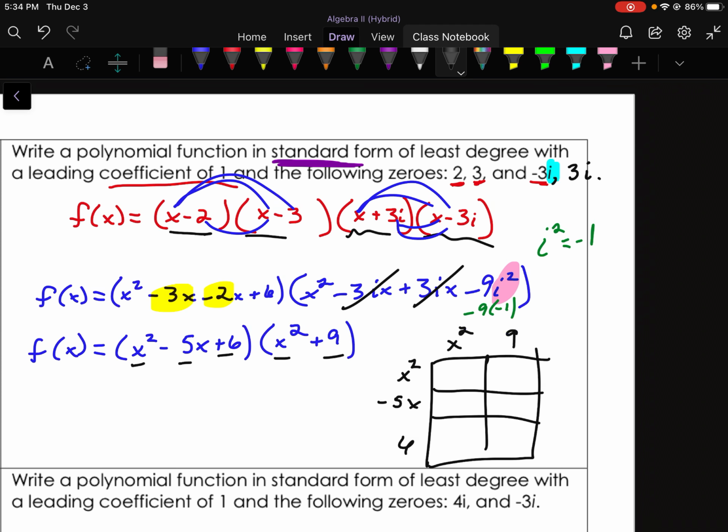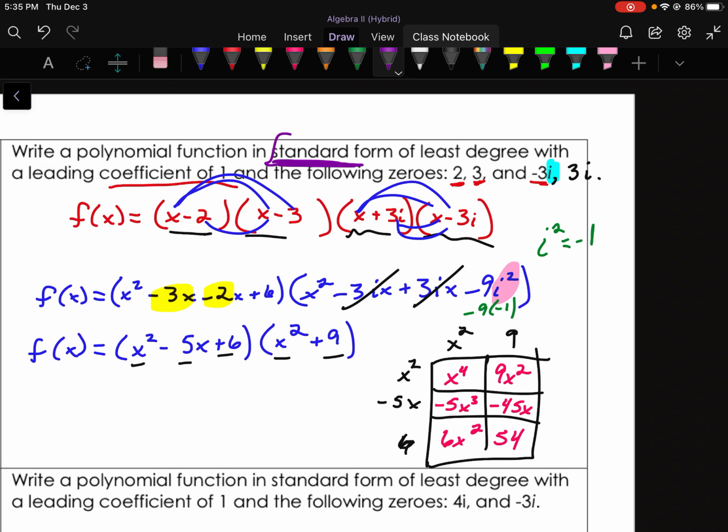x squared times x squared is x to the 4th. x squared times 9 is 9x squared. Negative 5x times x squared would be negative 5x to the 3rd. Negative 5x times 9 would be negative 45x. And it's a sloppy looking 6 there. But 6 times x squared would be 6x squared, and 6 times 9 would be 54.